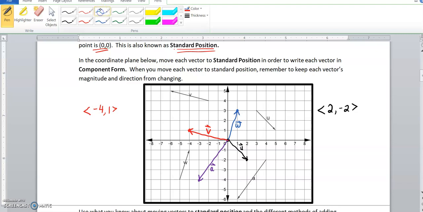Then we go to blue. We got w, which is up 3 to the right 1. So we write that as over 1 up 3 and end with our bracket. And then last but not least, we have vector A, and vector A is 1, 2, 3. So you go back 3 and down 4. So we get these vectors.